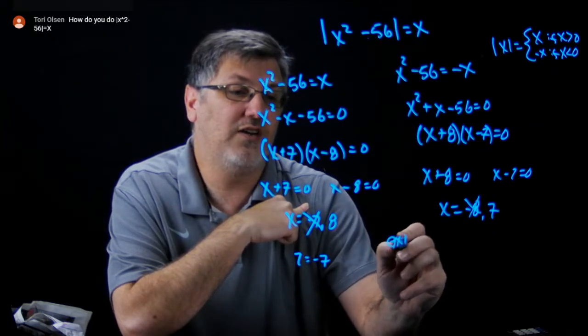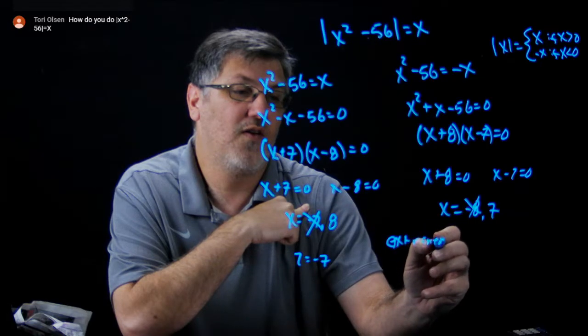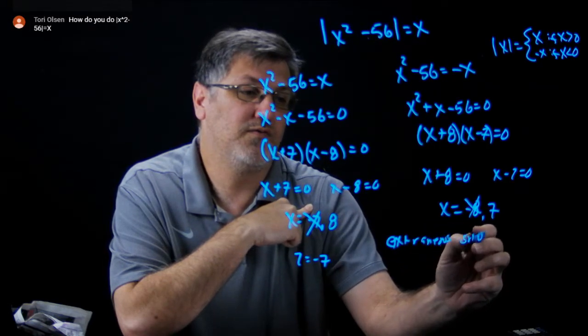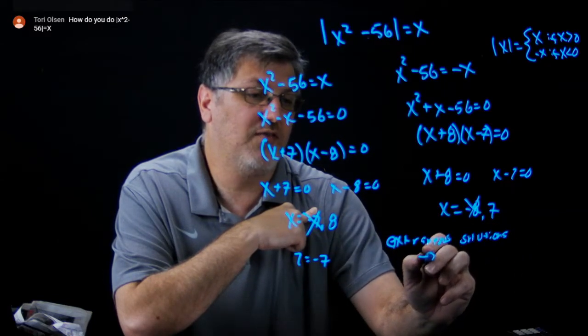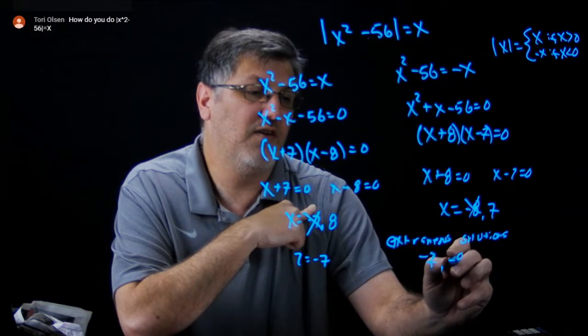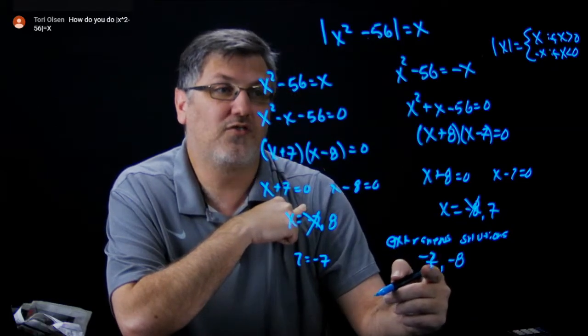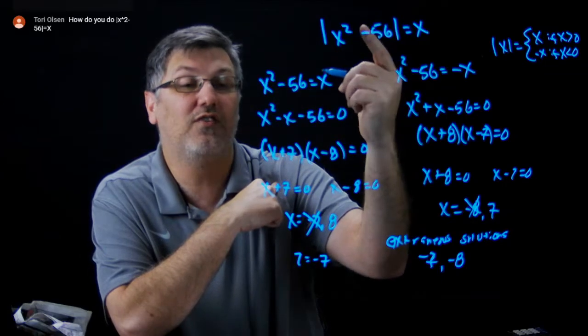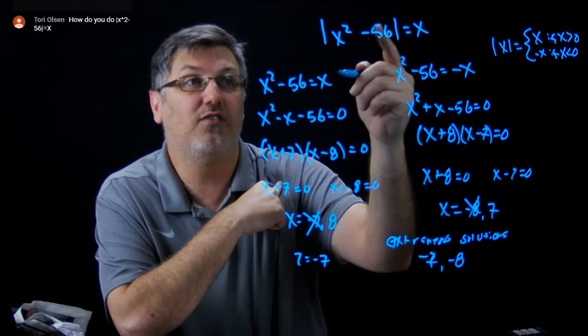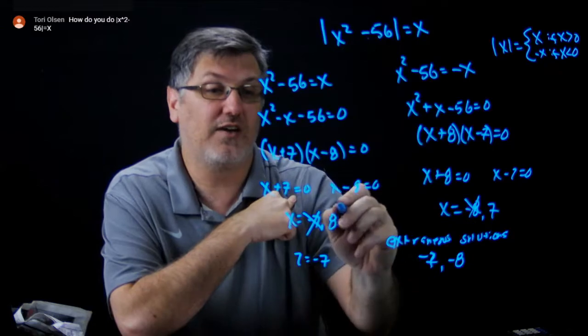So my extraneous solutions are your negative 7 and the negative 8. Those are extraneous solutions. If I plug 8 in here, 8 squared is 64, 64 minus 56 is 8. The absolute value of 8 is 8. 8 equals 8, that checks.